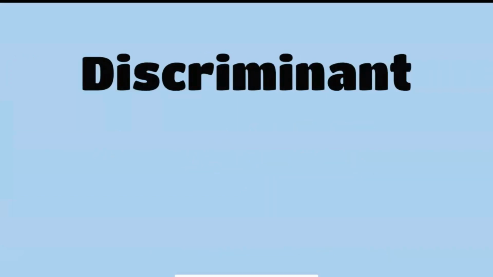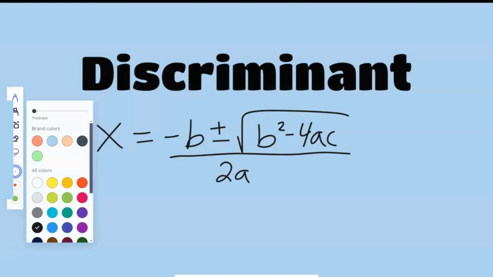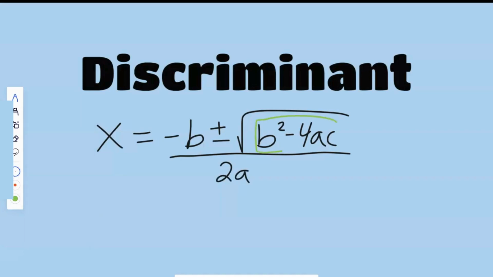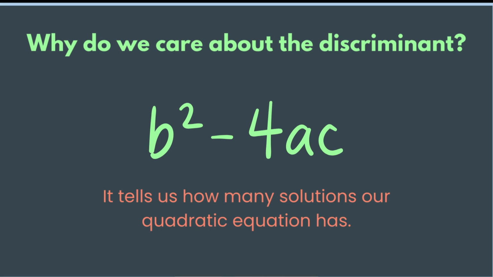So what is the discriminant? In the quadratic formula, let's write it out one more time. Negative b plus or minus the square root of b squared minus 4ac, all over 2a. The discriminant is this piece right here. It is the part underneath the square root. B squared minus 4ac. Why do we care about just the discriminant? Well, the discriminant helps us figure out how many solutions our parabola will have.